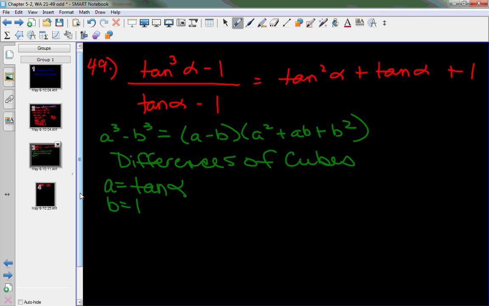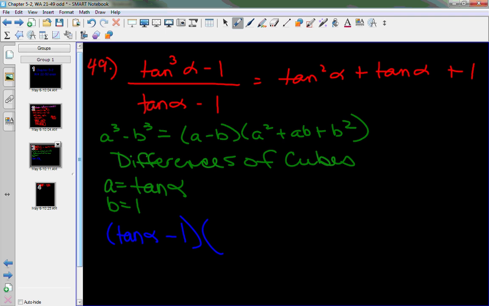All you're going to do is plug this into your formula. Well, that means I'm going to do A minus B. So A is tangent of alpha, B is going to be 1. So that's tan of alpha minus 1. Go to the next parenthesis.